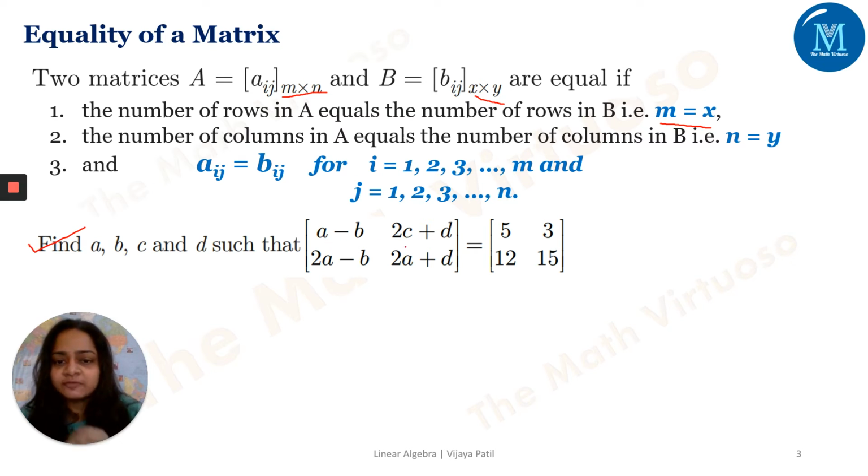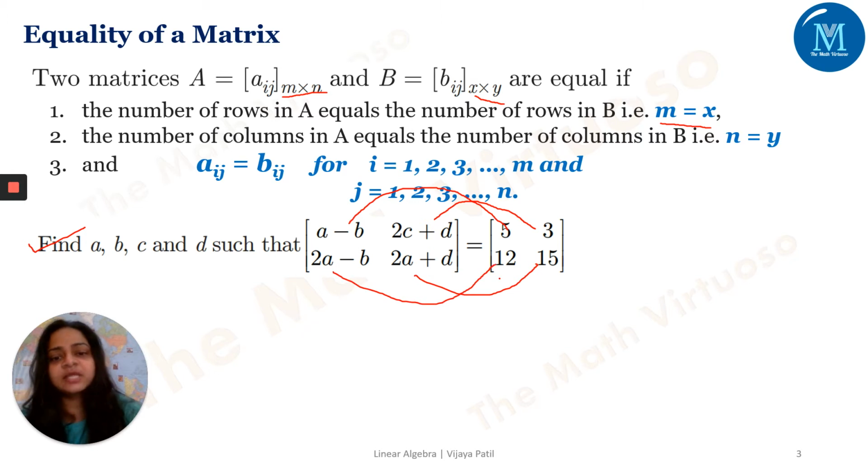Okay, now let us go for one example, which is from the GATE examination. If these two matrices are equal, we have to find A, B, C, and D. So what do we have to do? We have to form the equations because the corresponding elements have to be equal. If they are equal, then we can find them.